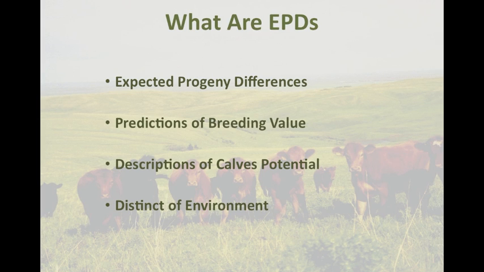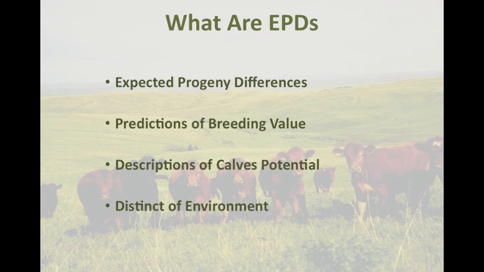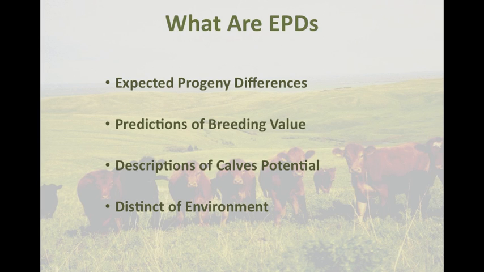So a lot of people will ask me, well, how come this bull doesn't look anything like his numbers? And the reason is the bull's phenotype, what he looks like, is a product of his genetic potential plus his environment. The EPDs just describe his genetic potential, what he's going to be passing on to his progeny. Because when you're going to go buy a bull, that's really what you're buying, is his genetics. So it will tell you how we expect his calves to perform.